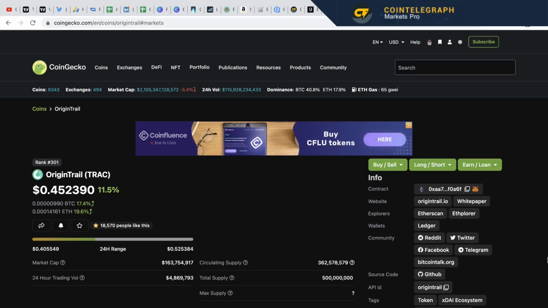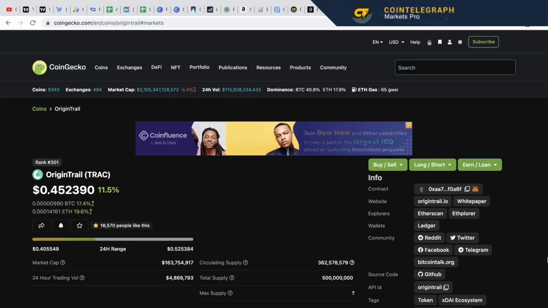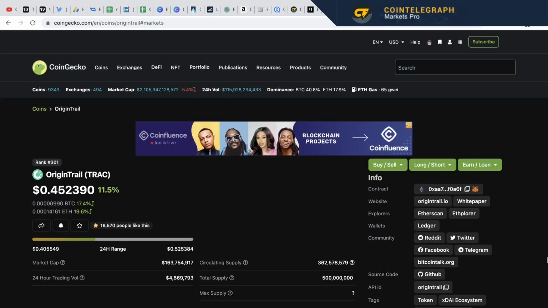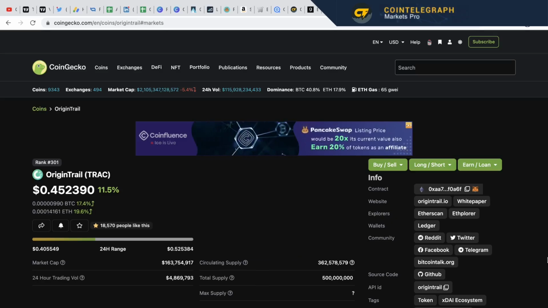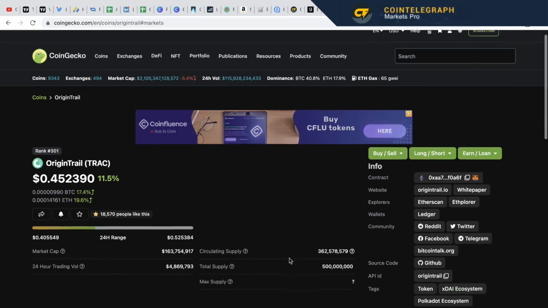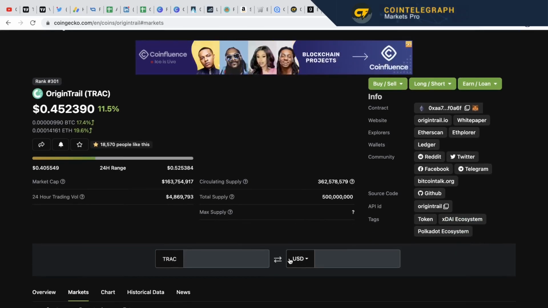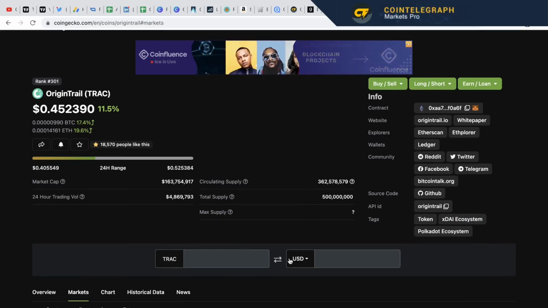So, OriginTrail, which is ticker Trac, I had a few requests for this, and I don't believe I've covered it on this channel before, so we'll just have a look at some of the tokenomics, and then we'll go into some price analysis. So, currently we are at 45 cents, 11% up on today's trading, even though the market has taken a bit of a turn for the worse, nothing to worry about there though.